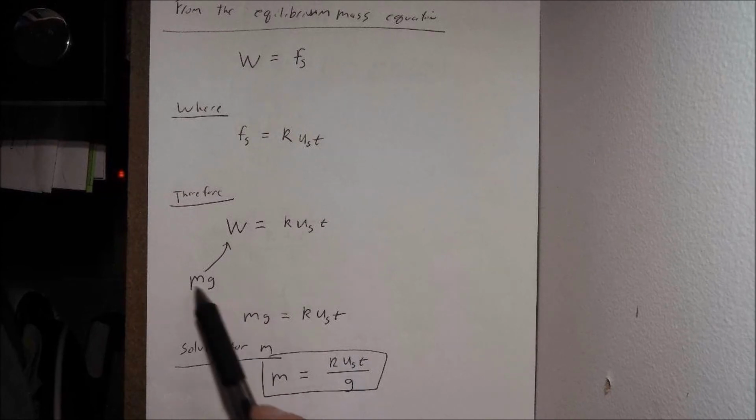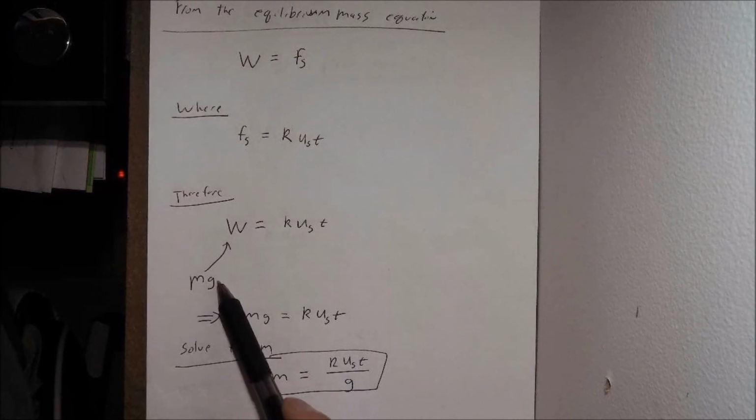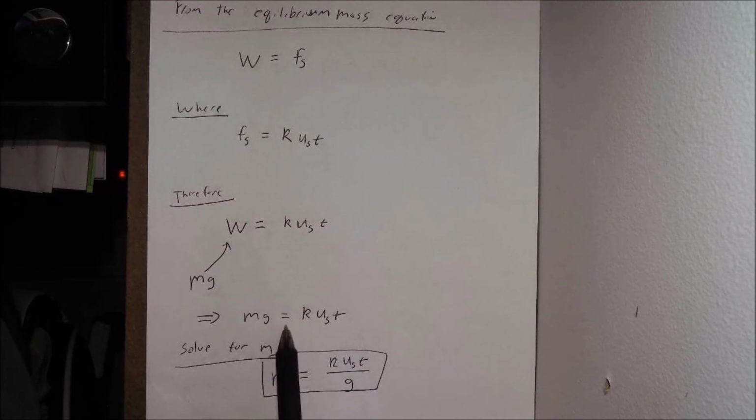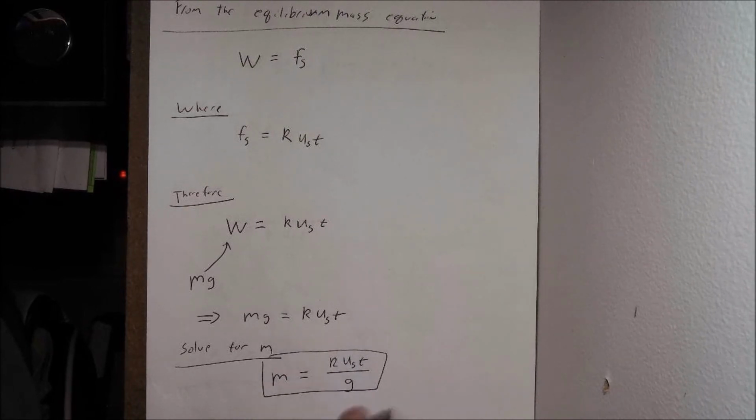Now we know that weight is equal to mass times the acceleration due to gravity. We can plug that in there. What we end up with is that mg is equal to K times our static deflection, delta ST. We can solve this for m. We now get a relationship for m: m is equal to our spring constant K times our static deflection, all over the acceleration due to gravity.